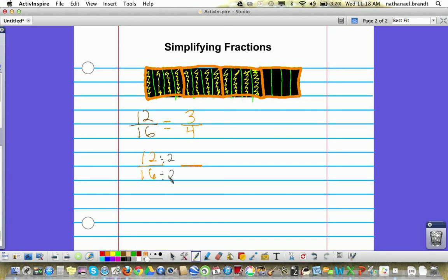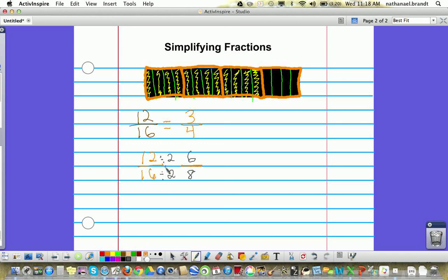And remember, when working with fractions, whatever you do to the numerator, you have to do to the denominator, either multiplying or dividing. For simplest form, we always divide. For equivalent fractions, you can multiply or divide. Simplest form, divide. So I know they're even numbers, so they're both divisible by 2. 12 divided by 2 is 6. 16 divided by 2 is 8.